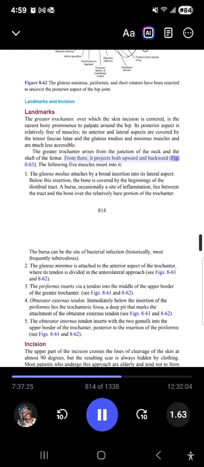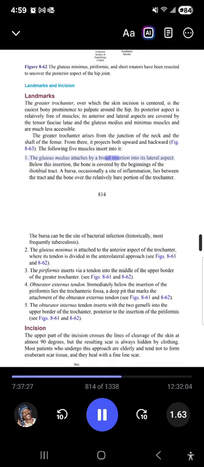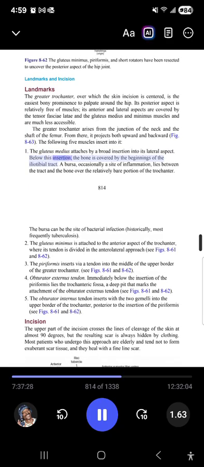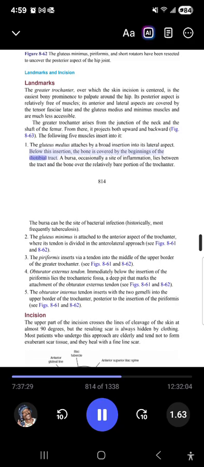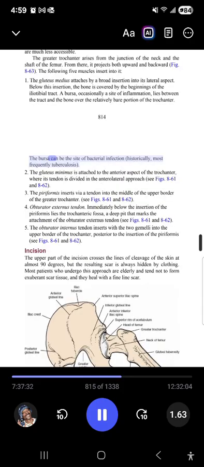Figure 8-63. The following five muscles insert into it. 1. The gluteus medius attaches by a broad insertion into its lateral aspect. Below this insertion, the bone is covered by the beginnings of the iliotibial tract. A bursa, occasionally a site of inflammation, lies between the tract and the bone over the relatively bare portion of the trochanter. The bursa can be the site of bacterial infection, historically most frequently tuberculosis.